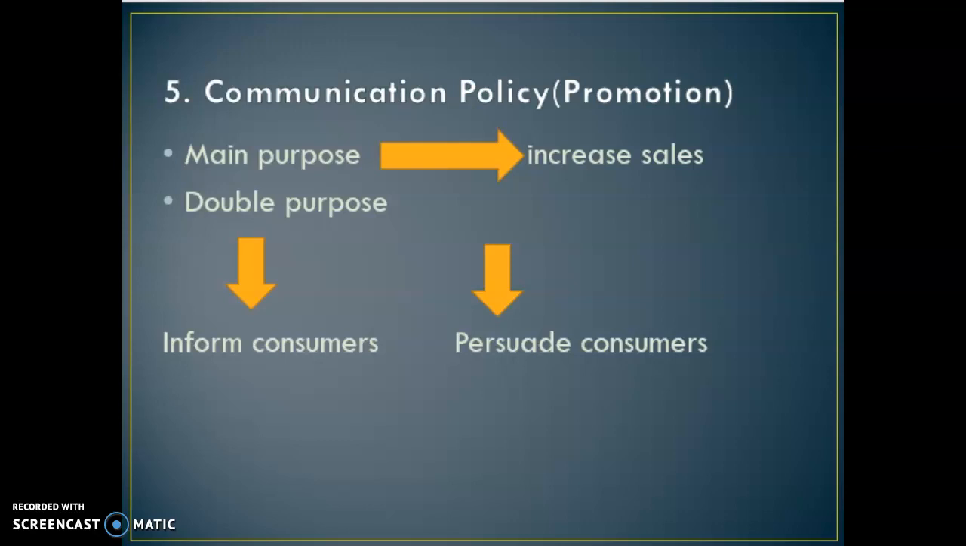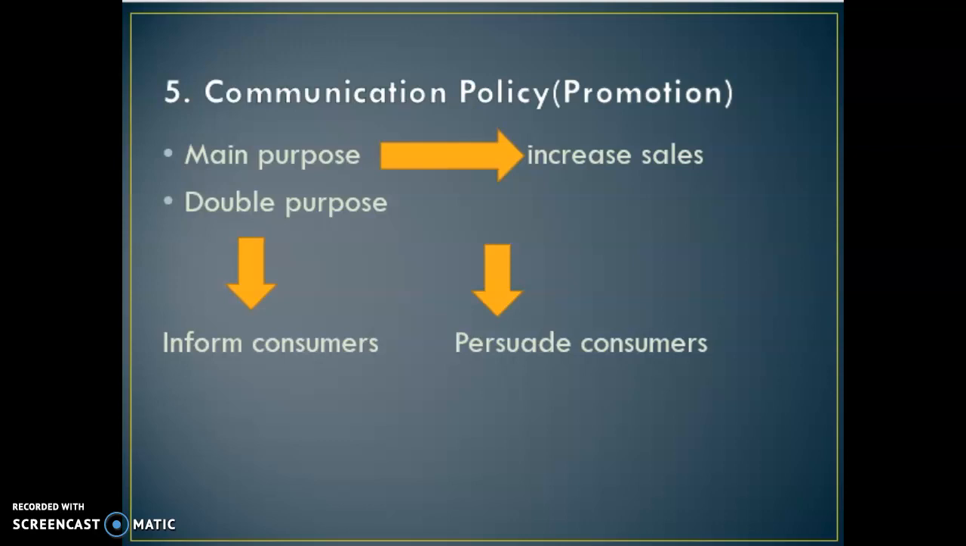For successful promotion, the seller of a product must have good communication systems in place with all the parties in the distribution channel, including the final consumer. So communication has a double purpose. Firstly, it's there to inform consumers about products, new products coming out, promotions on products, but it's also there to try and persuade them to buy the product.